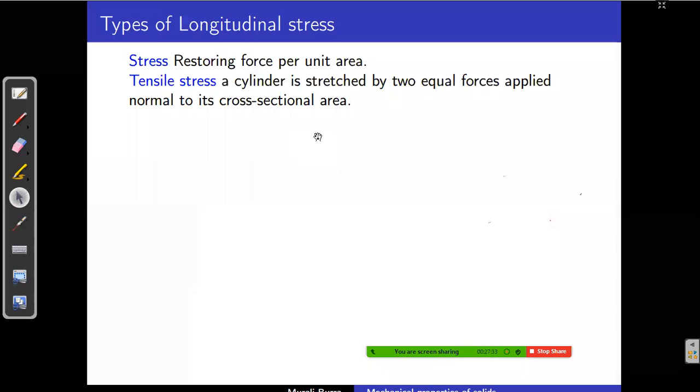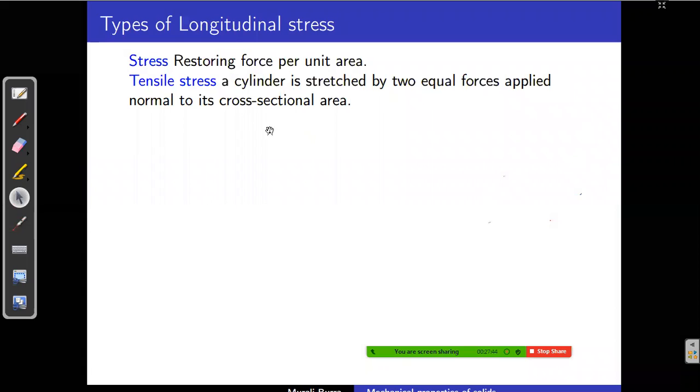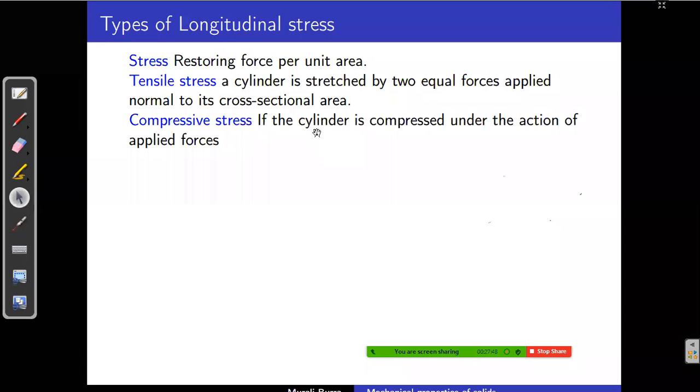Okay, a cylinder is stretched by two equal forces applied normal to its cross-sectional area. Now, if the two forces are applied equally, the length increases. If expansion is taking place, we call it tensile stress. If we are pressing, compressing, then whatever stress we get in such a case, we call compressive stress.